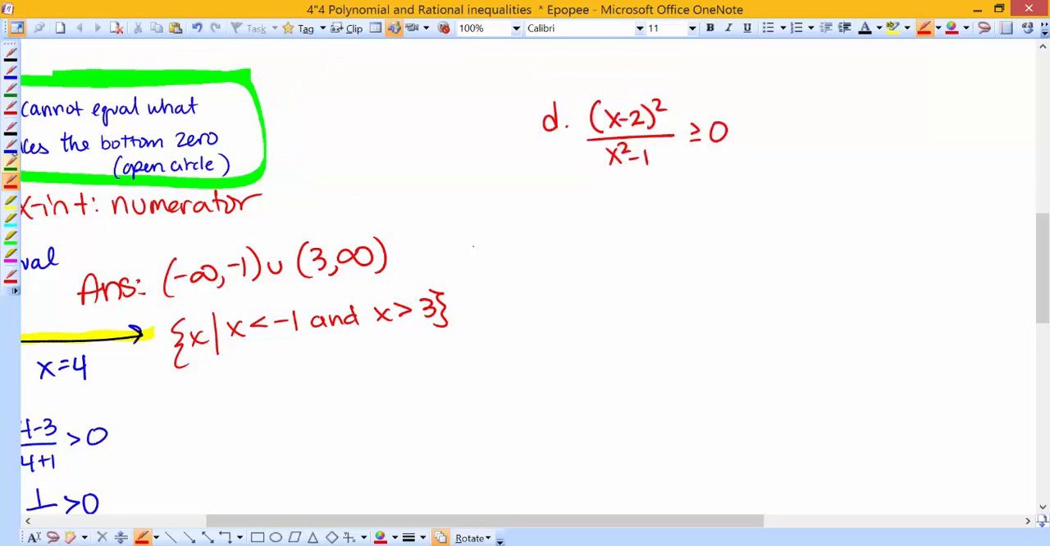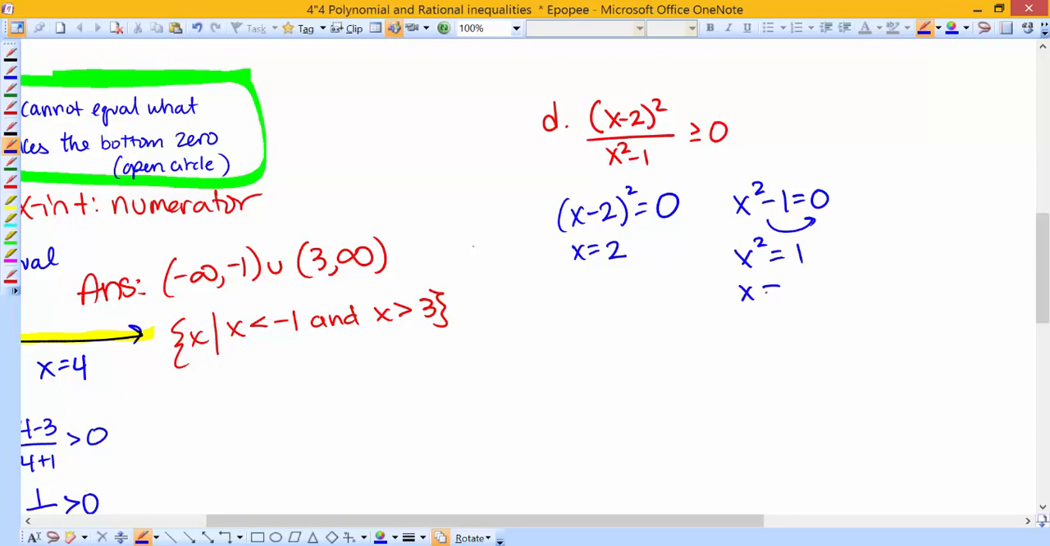Okay, so I'm going to look at both the numerator and the denominator. The denominator gives me my undefined values, where my numerator gives me my x-intercepts. So I'm going to start with that. x minus 2 squared equals 0, so this is just x equals 2. And then the denominator, x squared minus 1 equals 0. I add the 1 over, so x squared equals 1. So x cannot equal plus or minus 1. So don't forget, these are your vertical asymptotes. That's what x can't equal.